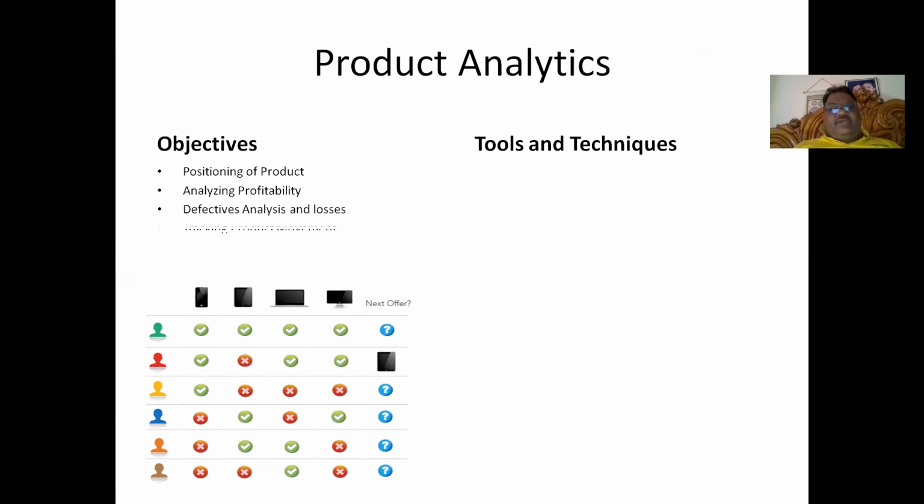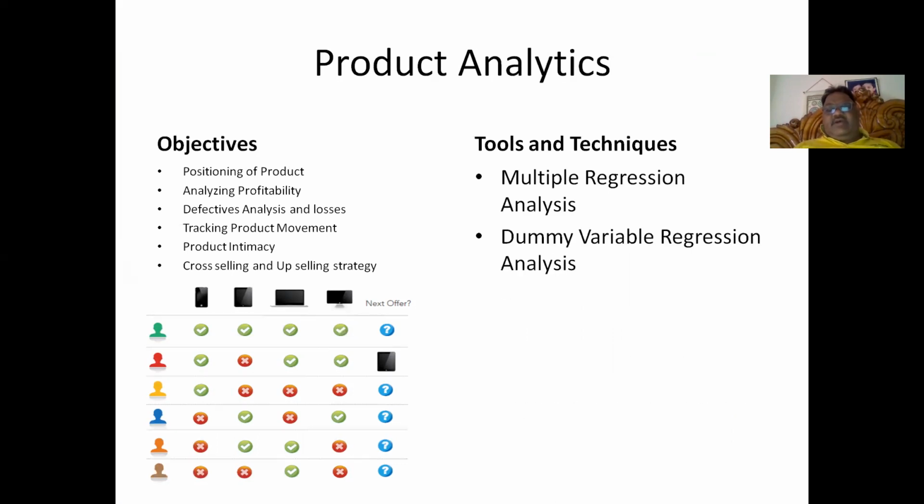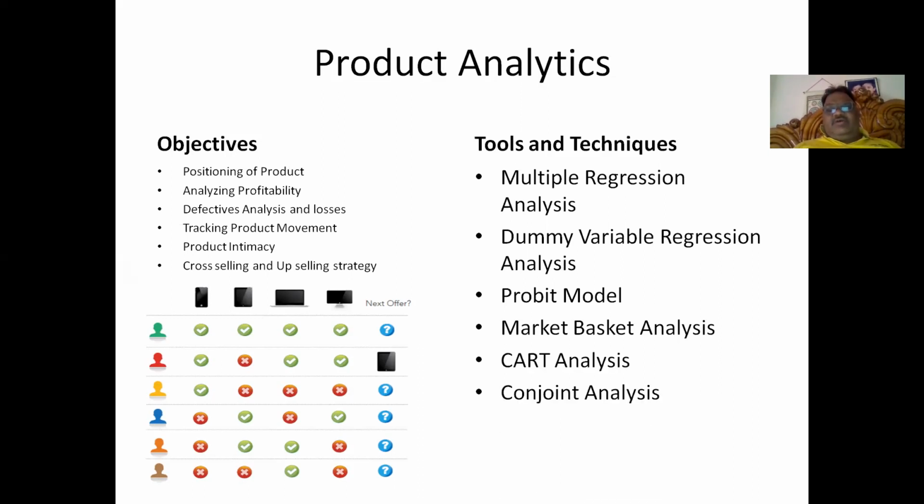effective analysis of gains and losses, tracking product movements, product intimacy, and cross-selling and upselling strategy. If these are your objectives, then the following tools and techniques are going to be used in our research. What are they? Multiple regression analysis, dummy variable regression analysis, probit model, market basket analysis, CART analysis, conjoint analysis, multidimensional scaling. These are the tools and techniques we use for product analytics. I will explain them one by one, coming within 5 to 10 minutes.